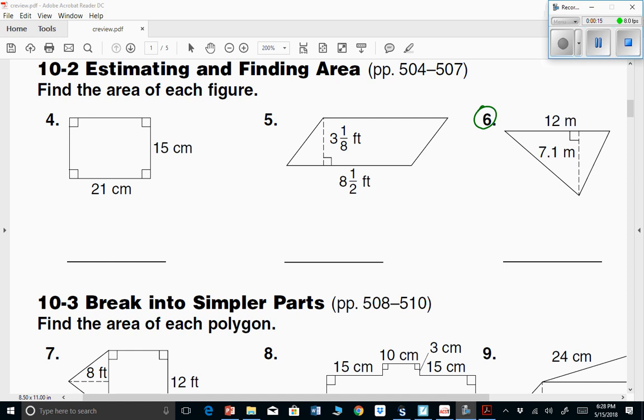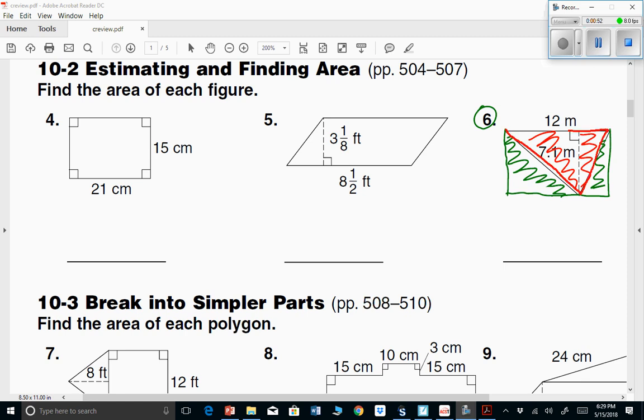Now again, I'm going to ask you to imagine something in your mind's eye. What I want you to see is that this piece that I drew in here matches up perfectly with this piece right here, and this piece that I drew in right here matches up perfectly with that piece. So the green area that I added doubles this original triangle.